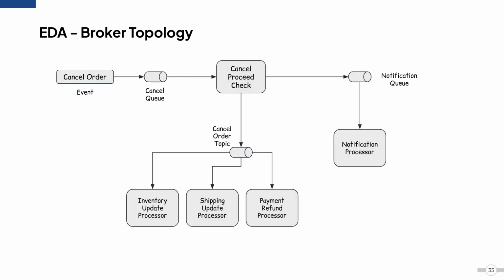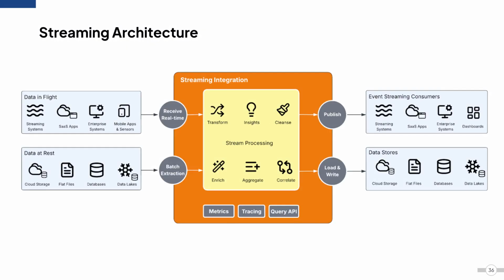And the cancel order topic can do the job just like in the previous case, and the notification process can do the job in parallel as well. So you can employ such a mechanism into place as well. This kind of an architecture is called broker topology.